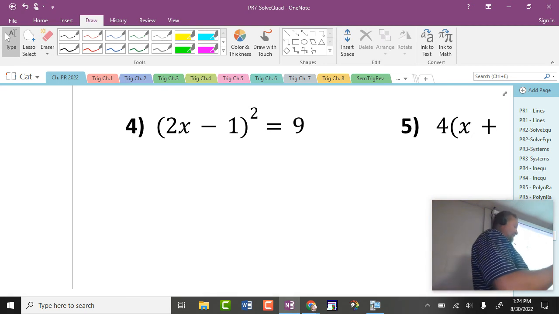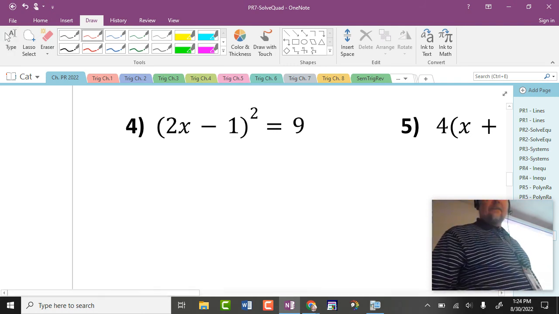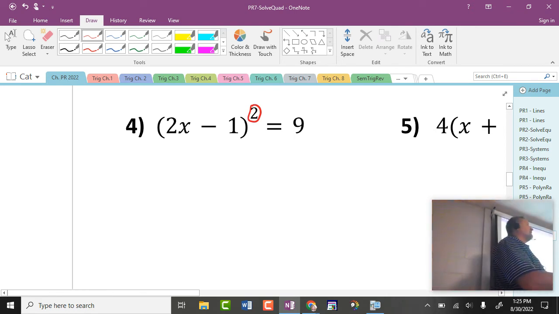Okay, so student number 11. Wait, let me make sure I'm on the right thing. Is it Jaylee? No. So Jaylee, whenever you see this, what did I say? What's the opposite of squaring? That's the answer. Square root.